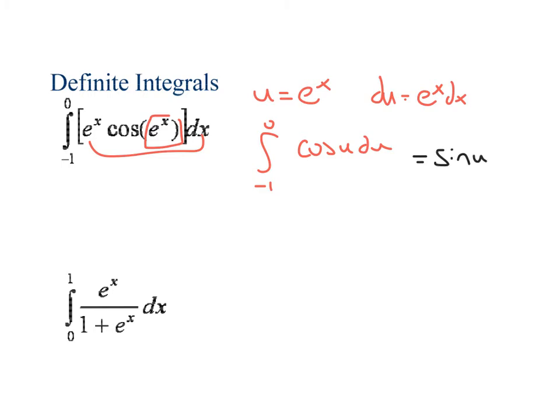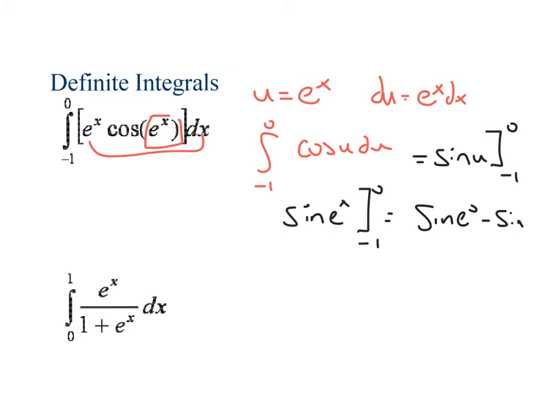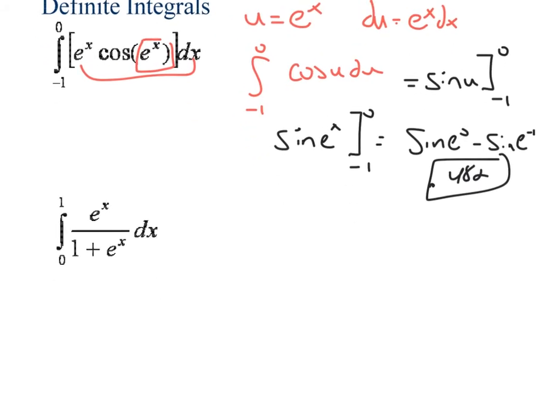Some people forget it, which is fine, it happens. And then you're going from negative 1 to 0. So you're actually integrating sine of e to the x from negative 1 to 0. You guys have done this a zillion times at this point, so plug in 0, plug in 1, subtract your answers. So sine of e to the 0 minus sine of e to the negative 1. This is a calculator type question. And you end up with 0.482, just so you know. If you want to try it out, you can, but you know, you should.